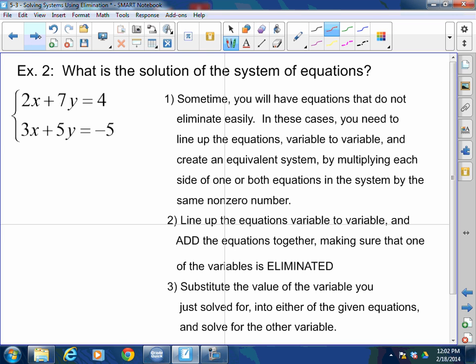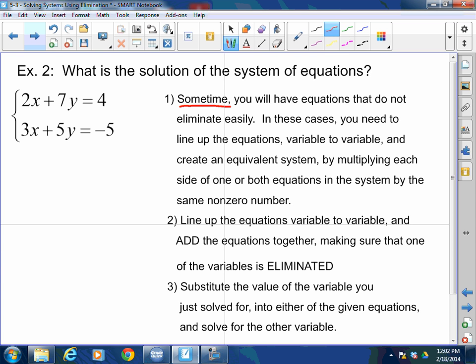This is the more common type of elimination you're going to have. Why is it the more common? Because it's a little bit more complicated. Sometimes, a lot of the times actually, you will have equations that do not eliminate easily. By eliminate easily, that's like our first example. You had a 4x and a negative 4x. That cancels out nice and easy.